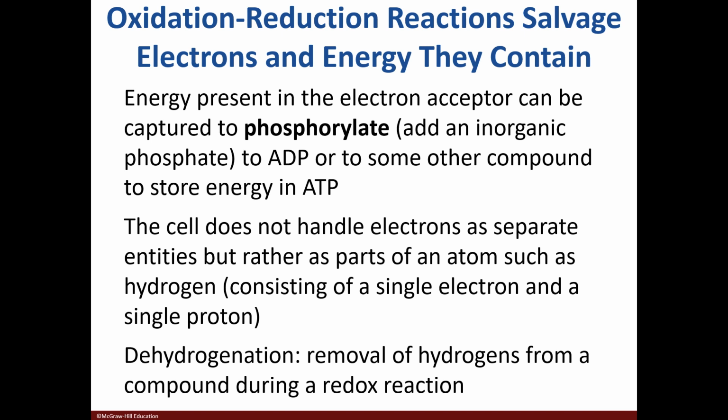During redox reactions, we often see phosphorylation, where energy is used to add phosphate groups to ADP to generate ATP. When the electrons are captured, hydrogen comes along for the ride. The removal of hydrogen is termed dehydrogenation.